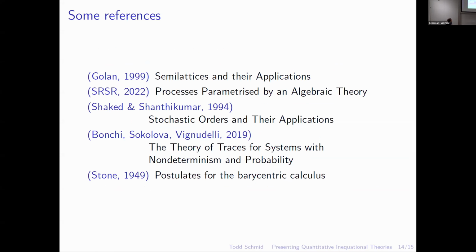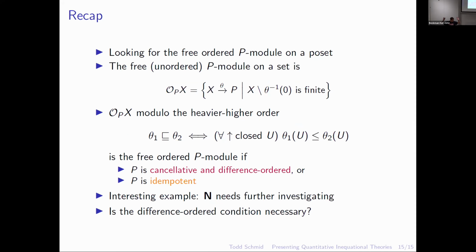Here's a few references. I'm not going to leave these up, but there's sort of an interesting history here. I mentioned at the beginning that the probability distributions on a set was a free algebra construction that was kind of implicit in what I was saying. This goes back to Marshall Stone. It's very interesting, but anyways, I'll take questions now. Thank you so much for coming.